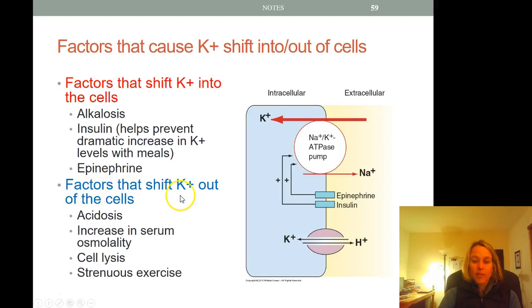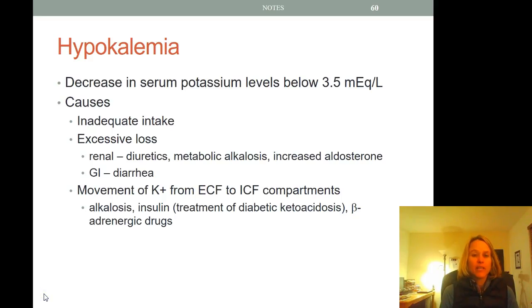Factors that shift potassium out of the cells would be acidosis, so that would be this just in reverse. If in the blood we have too much hydrogen, hydrogen can go into the cell in exchange for potassium. An increase in serum osmolality, cell lysis, so the cells break, releasing all their potassium, or strenuous exercise.